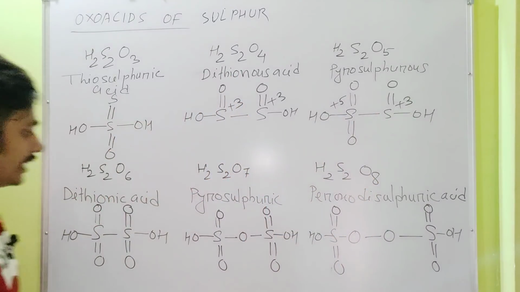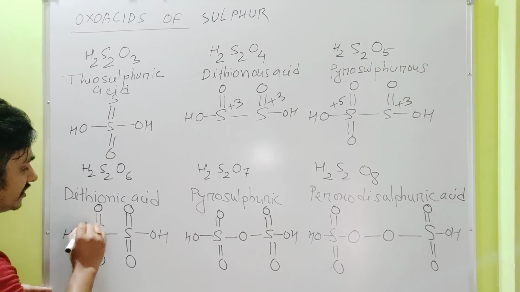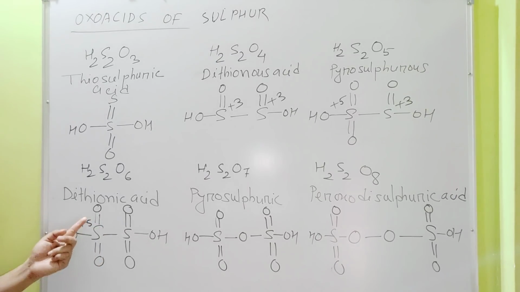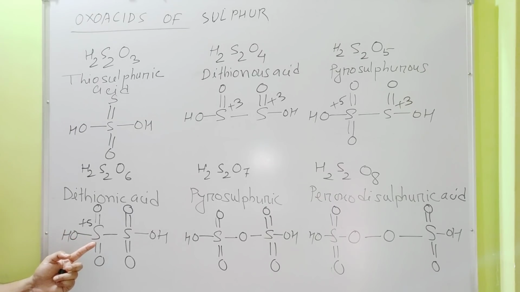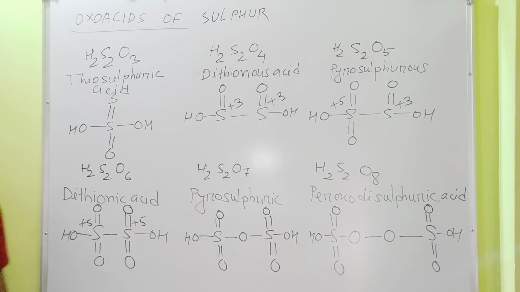Okay? Now, dithionic acid. In this case, the sulfur is forming 6 bonds. 1, 2, 3, 4, 5, 6. And this sulfur gets +5 oxidation state due to 5 bonds with oxygen, not due to 1 bond with another sulfur. Okay. Similarly, this sulfur gets +5 oxidation state.